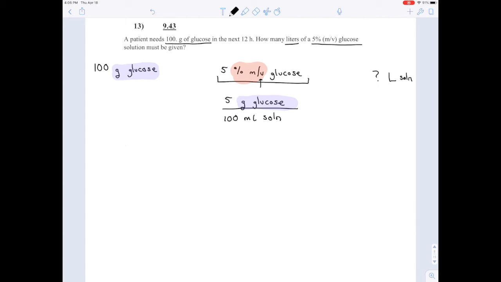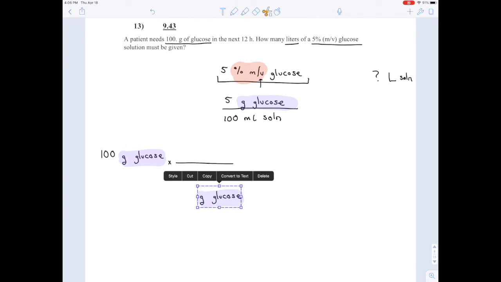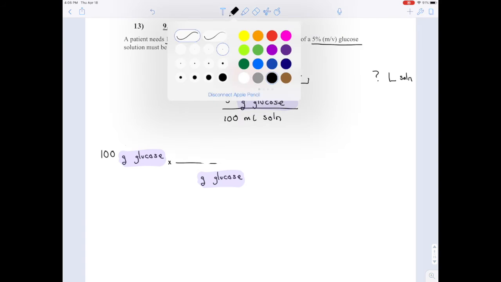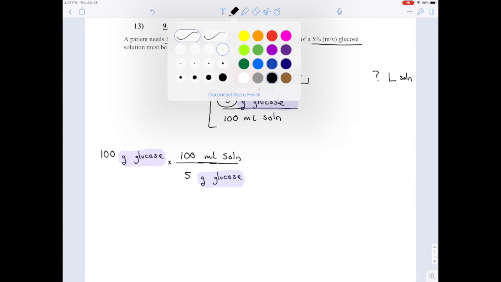So we can take that 100 grams of glucose, and every time you do a conversion, a multiplication sign, a fraction bar, and the units that you start with on top always go on the bottom so that they'll cancel out. Okay, so that would go there. Now we can use this conversion factor here to fill in that fraction. Next to grams of glucose goes 5, and on the other side of the fraction bar we'll have 100 milliliters of solution. So grams of glucose cancel out. We're left with milliliters of solution.